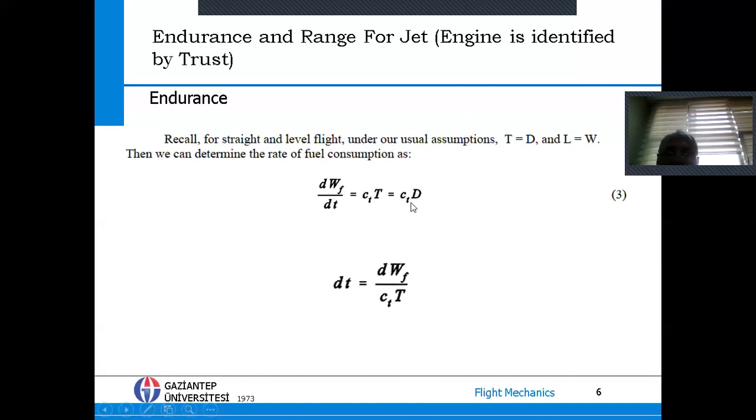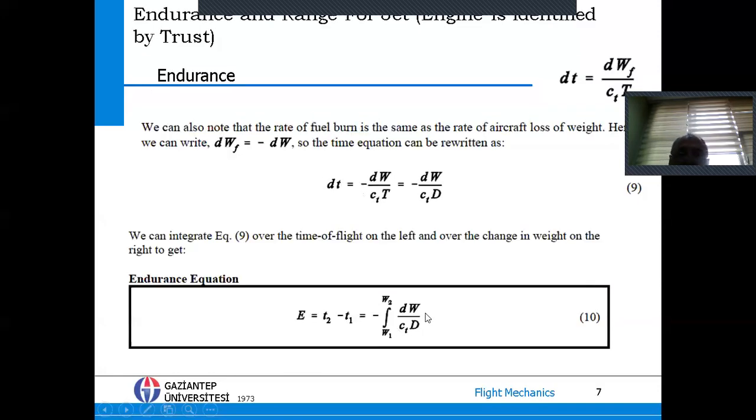Okay. So from this equation here, or this term here and this term, I can isolate dt from here. dt equal to dWF over CT into T. So this is the time. In order to calculate the time, of course, I need to integrate.